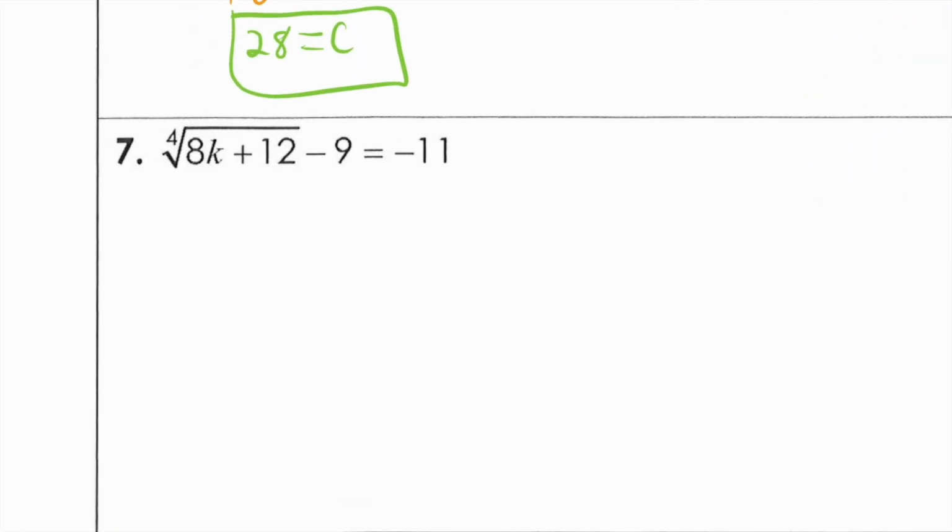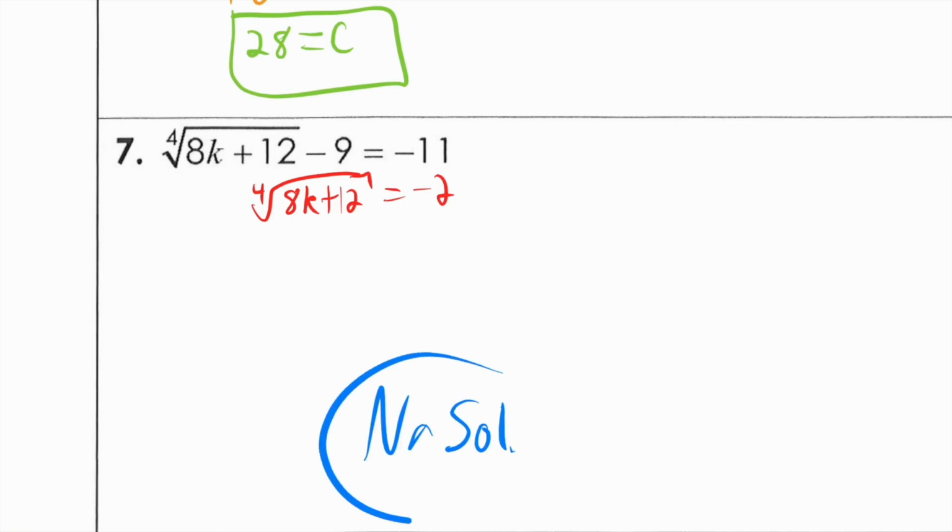On number 7, we're back to an even root, and we're back to writing it with radicals, with a 4th root. So I'm going to add 9 to both sides to undo subtraction of 9, and that will isolate my radical. So the 4th root of 8k plus 12 is equal to -2. So I can clock right away that, hey, I have an even root equal to a negative. No solution, and I can move on.